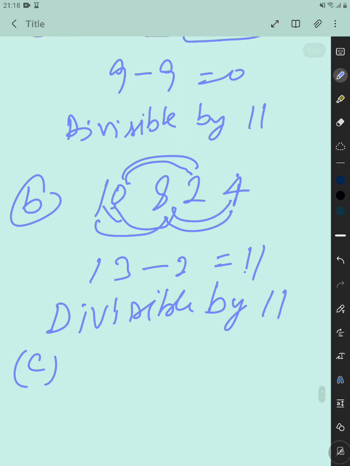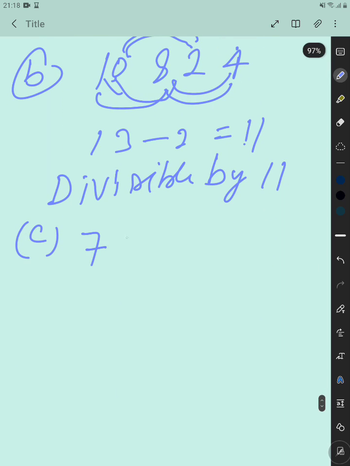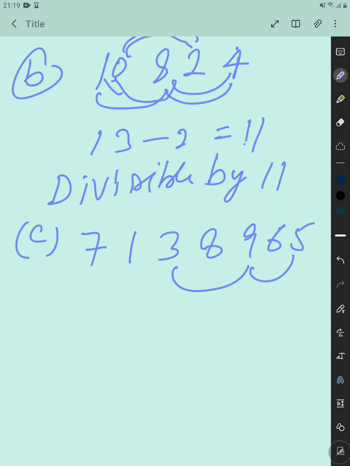Now C part is 7, 1, 3, 8, 9, 6, 5. So sum the odd places starting from the right. So 9 plus 5 is 14, 14 plus 3 is 17, then 17 plus 7 is 24. Now sum the even places: 6 plus 8 is 14, 14 plus 1 is 15. I hope I have done the calculation right.